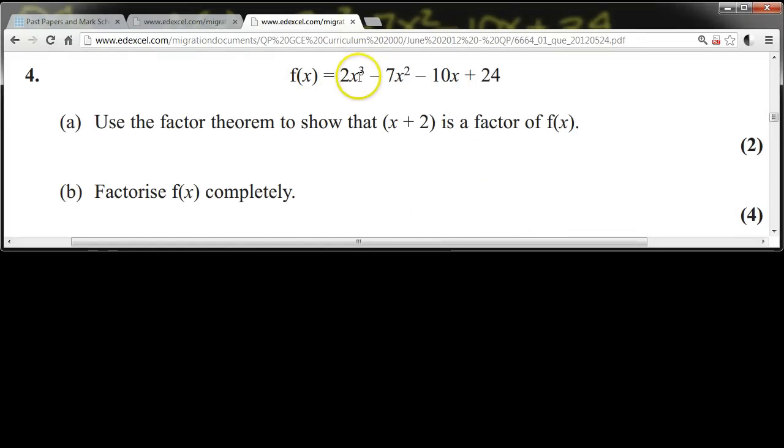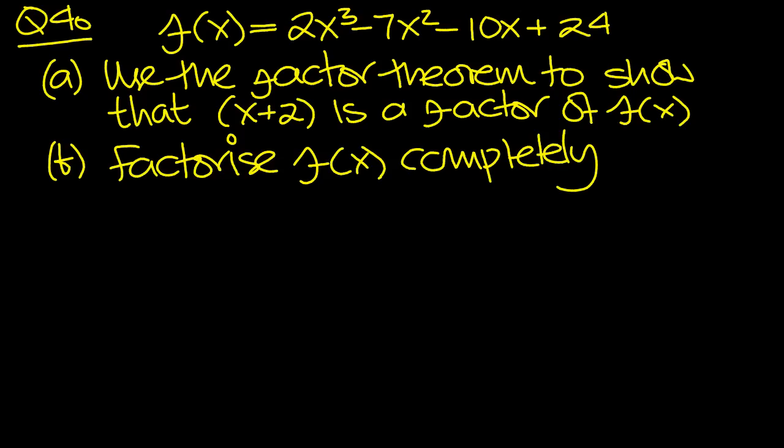f of x is equal to 2x cubed minus 7x squared minus 10x plus 24. Part A, use the factor theorem to show that x plus 2 is a factor of f of x. And part B, factorize f of x completely. So let's have a look at this then.